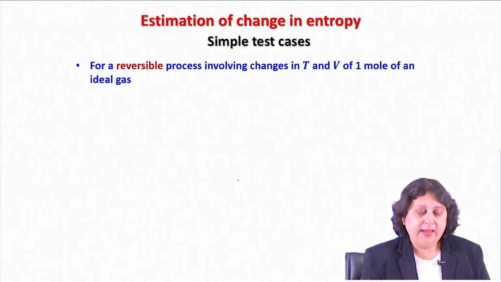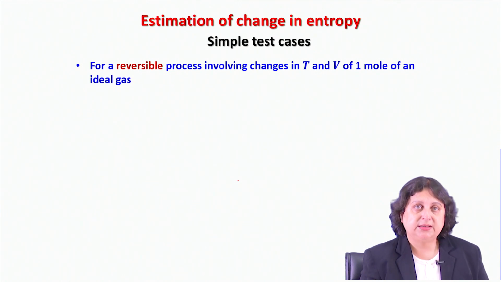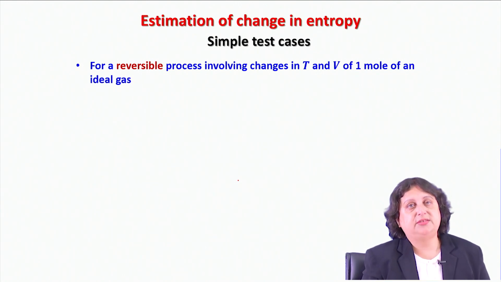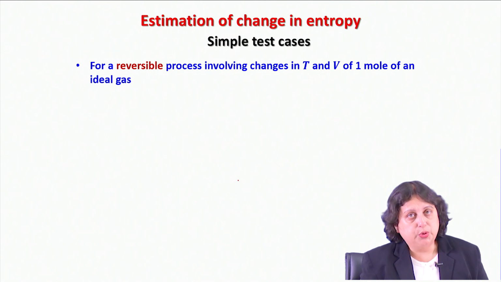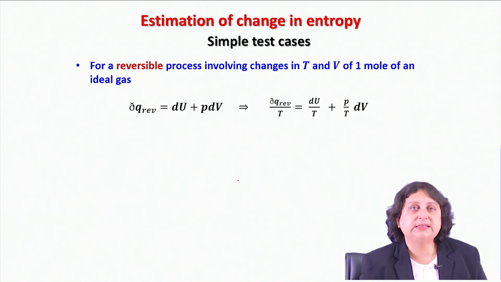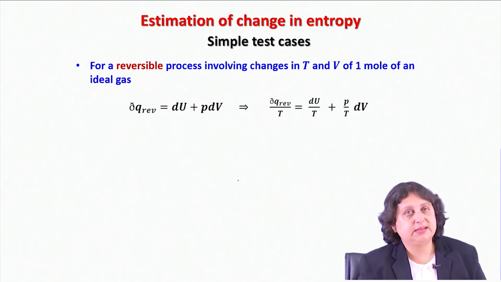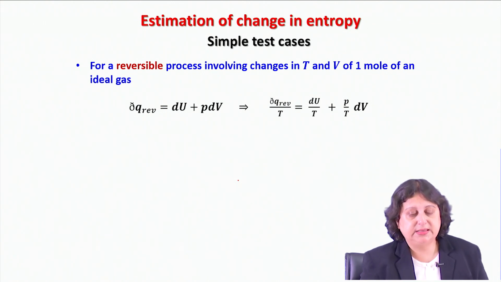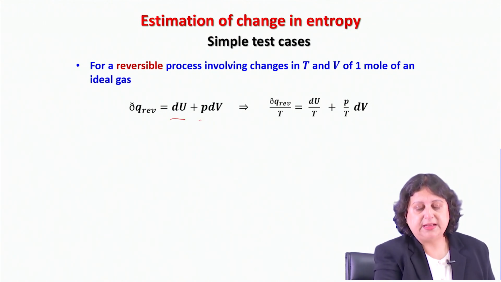Now, if I have a reversible process that involves changes in temperature and volume both for 1 mole of an ideal gas, I can very easily write that dq reversible is equal to dU plus p dV.